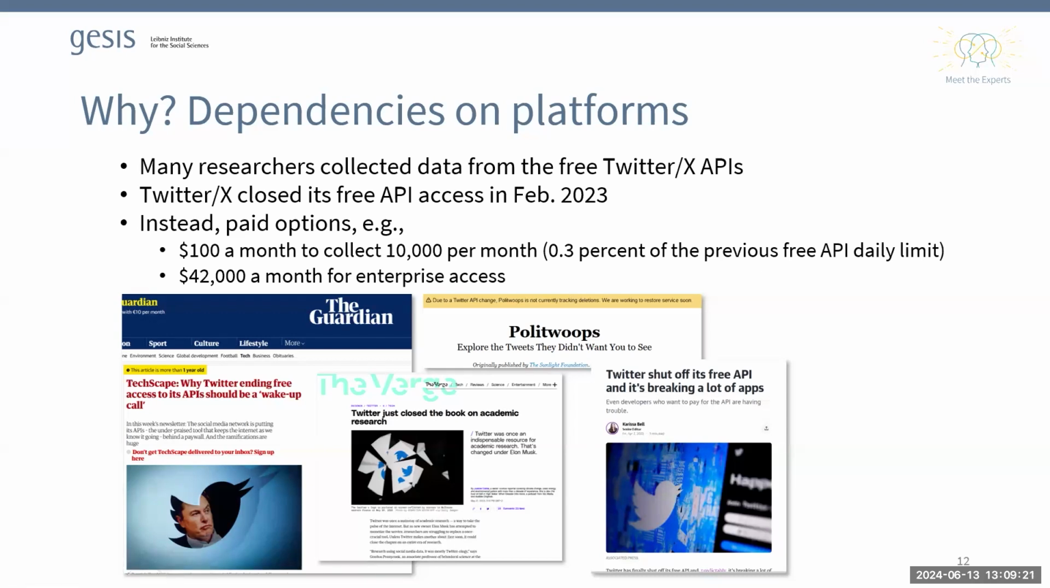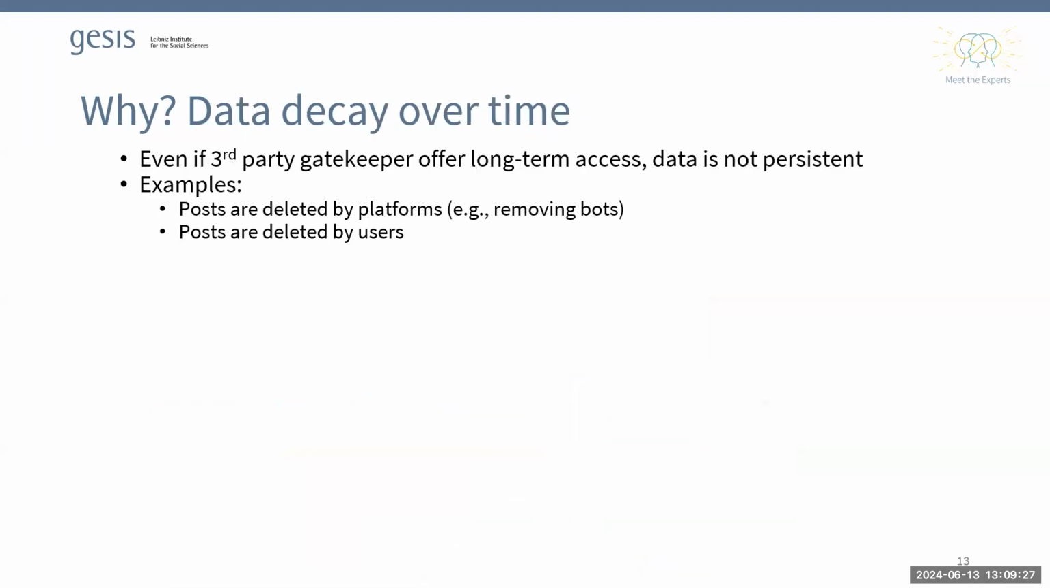You're dependent on the platform, that you have some long-term access on the platform. The second reason: even if you have some agreement that you have long-term access, the problem is the data in the platform is not persistent. If we think about Twitter or other social media platforms, the posts are deleted either by the platforms, for example, they remove bots, they remove other fishy content, but also obviously the users themselves can delete their whole profiles, they can delete individual posts.